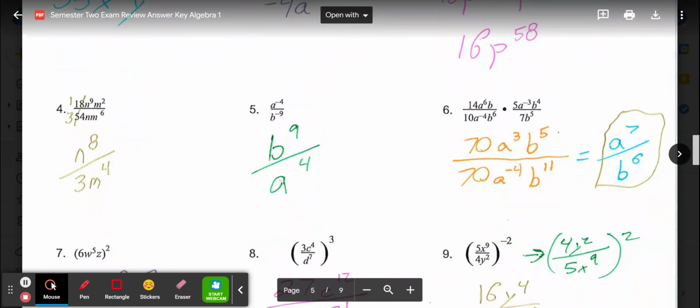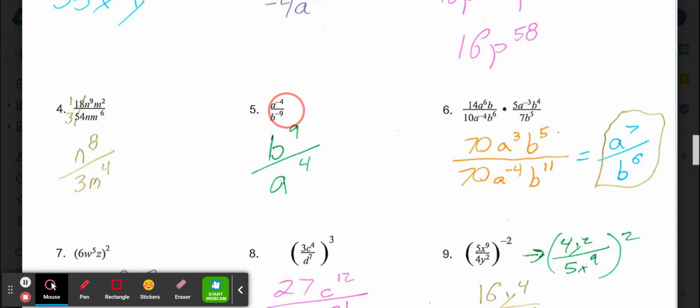With 4, we can simplify 18 over 54 to 1/3. Division of the powers, we'd subtract, so that gives us n to the 8th. And m to the 2nd over m to the 6th gives me m to the 4th on the bottom. Anything to a negative power, we flip to the other side of the fraction. So this just becomes b to the 9th over a to the 4th.